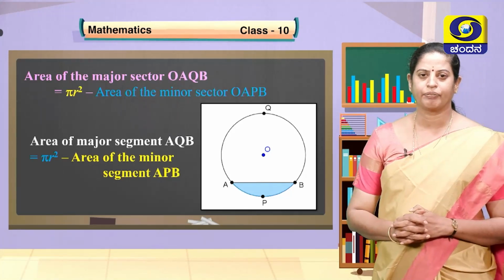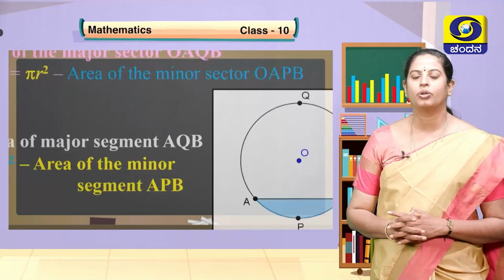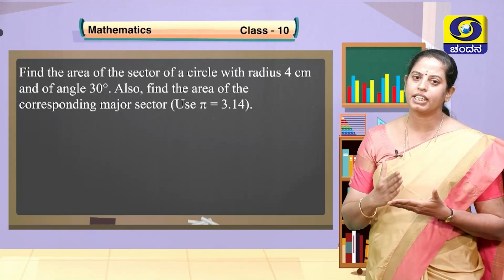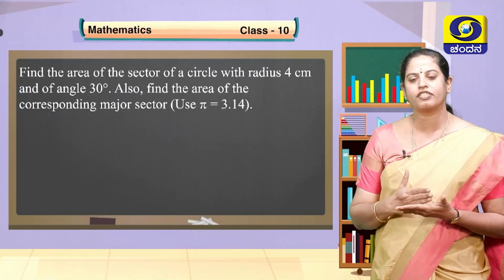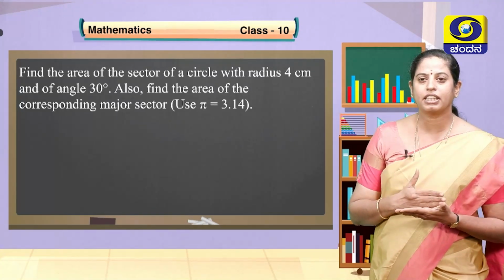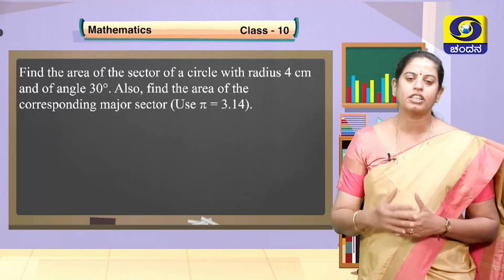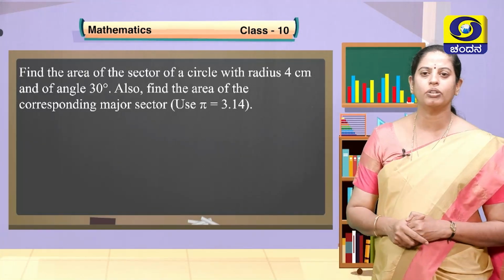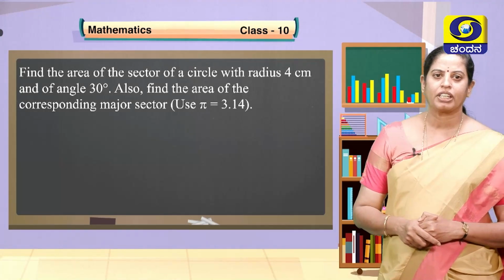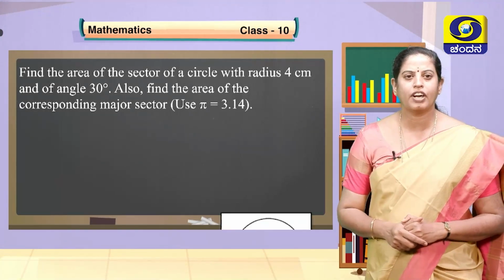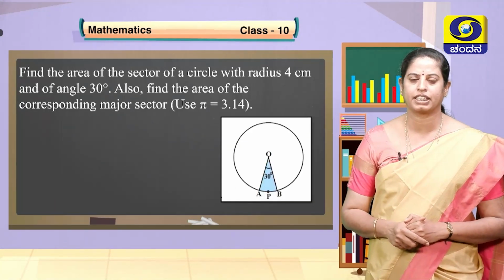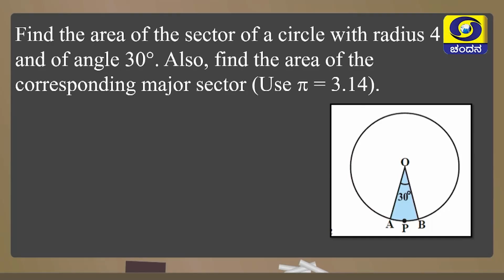Now, you all know about how to find the area of the sector, how to find the area of segment, how to find the length of the arc. Let us solve a few problems related to these. Here is a question. Find the area of the sector of a circle with radius 4 centimeter and of angle 30 degree. Also find the area of the corresponding major sector.